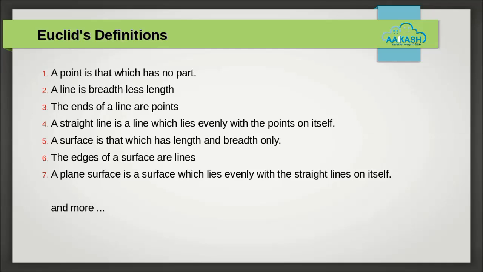Euclid's definitions. Some of Euclid's definitions are as follows. A point is that which has no part. A line is breadthless length. The ends of a line are points. A straight line is a line which lies evenly with the points on itself. A surface is that which has length and breadth only. The edges of a surface are lines. A plane surface is a surface which lies evenly with the straight lines on itself. And there are more such definitions which you can find out yourself.